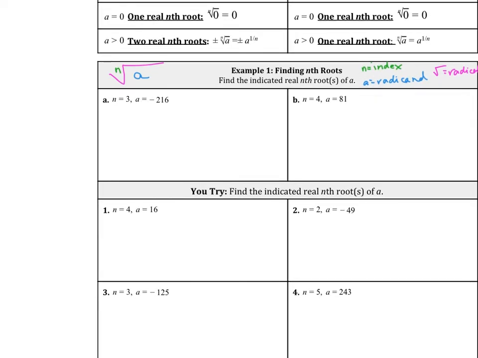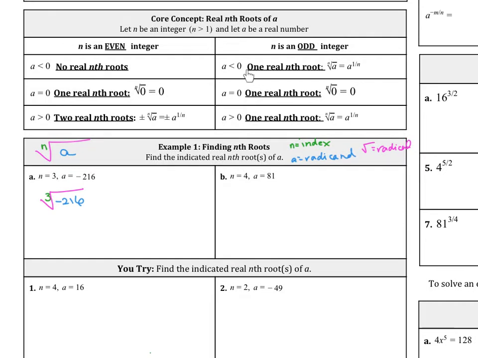And then a, the number inside the radical, is called the radicand, and so the negative 216 here will go inside. So let's write what we have. We have 3 as our n, and a is negative 216. So we'll write 3, and then our radical, and negative 216. Now it's odd, so we're allowed to have a negative value, and we're only going to have one real nth root.